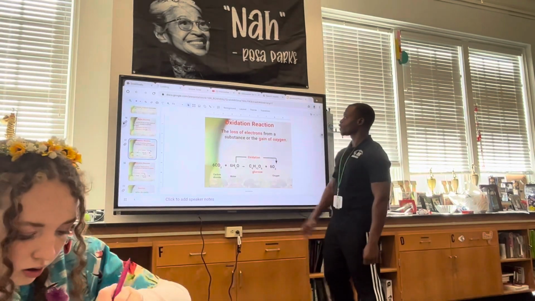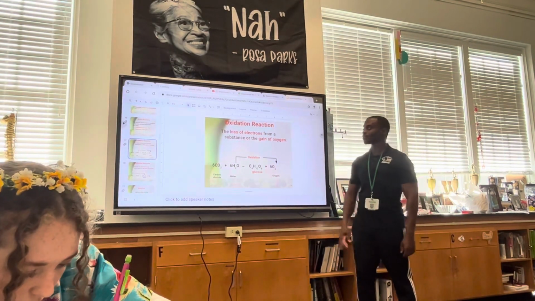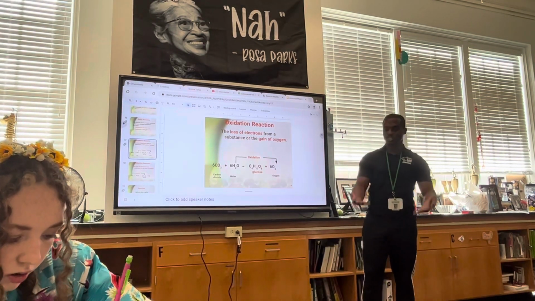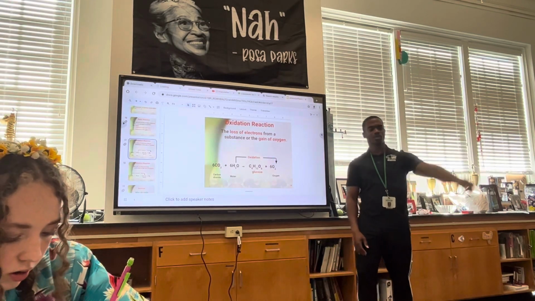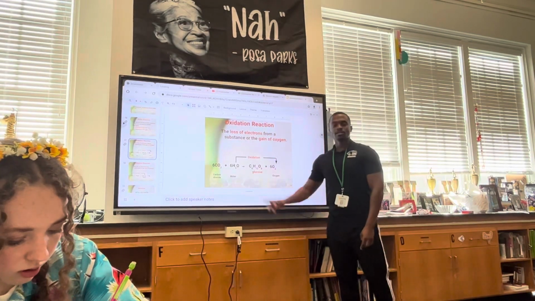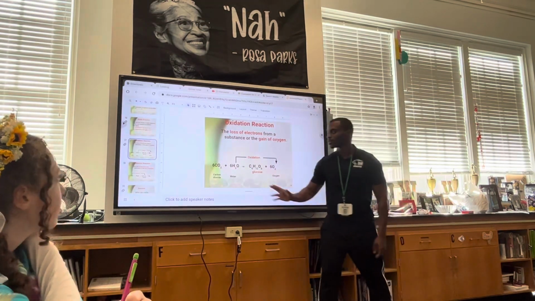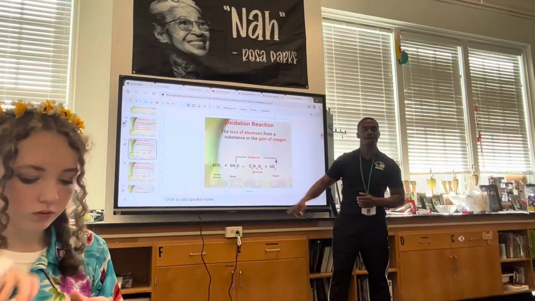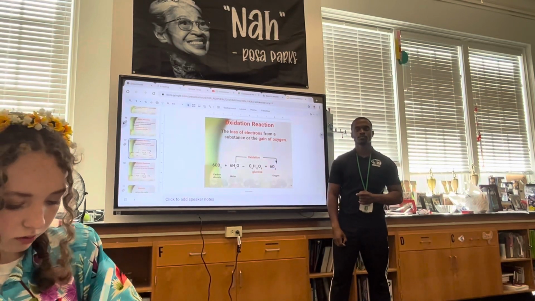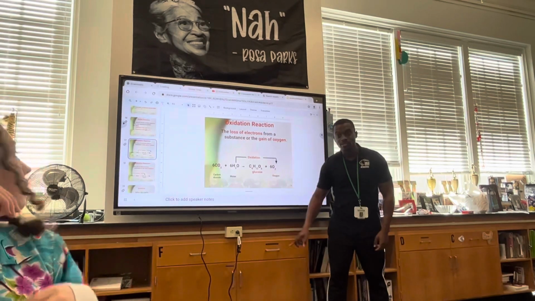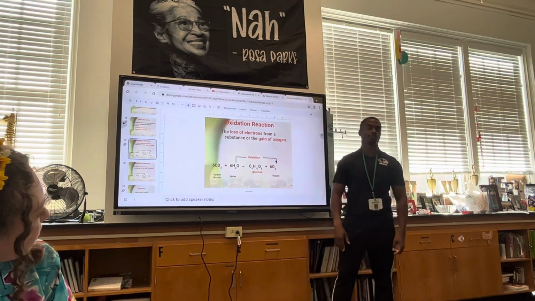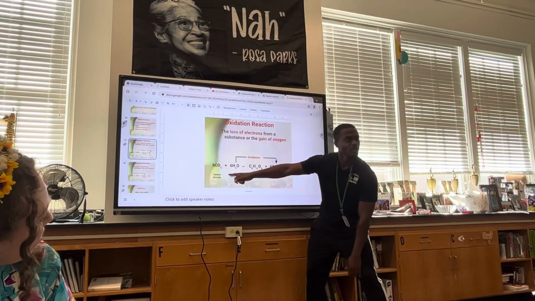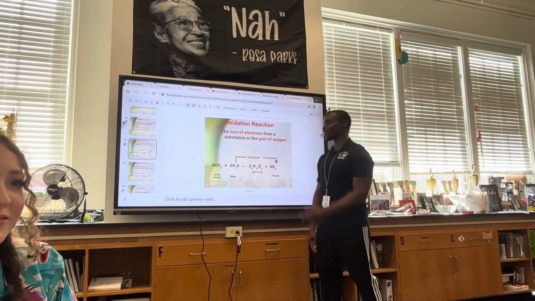The loss of electrons from a substance or the gain of oxygen is what we refer to as oxidation. Take a look at the formula for photosynthesis. We have carbon dioxide. We have the water molecule. What's the one reactant that's not mentioned right now? Which reactant is not included in this diagram? Sunlight. Good job, Dean.